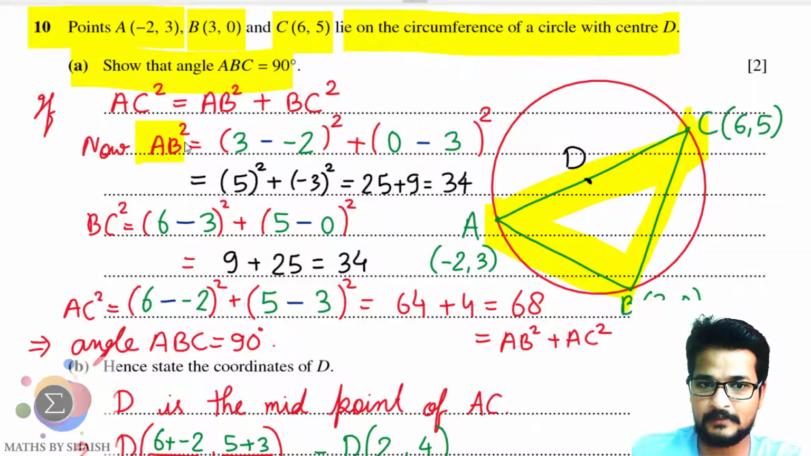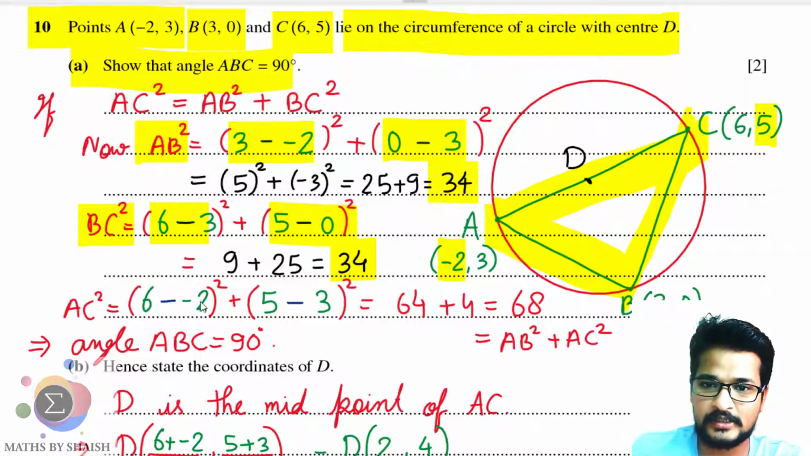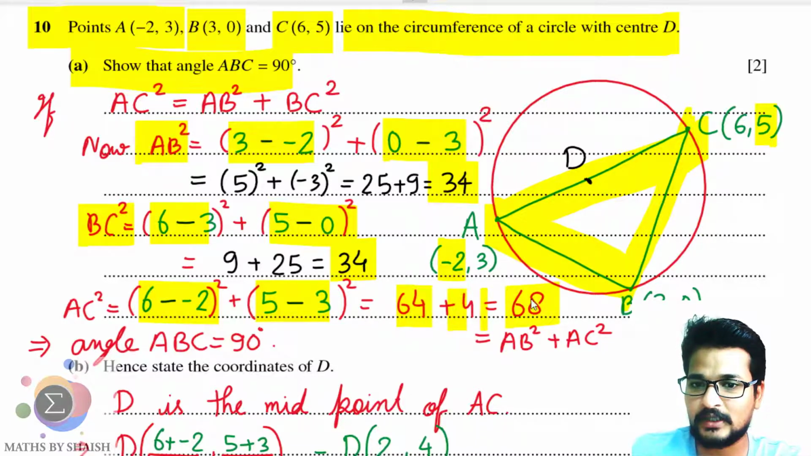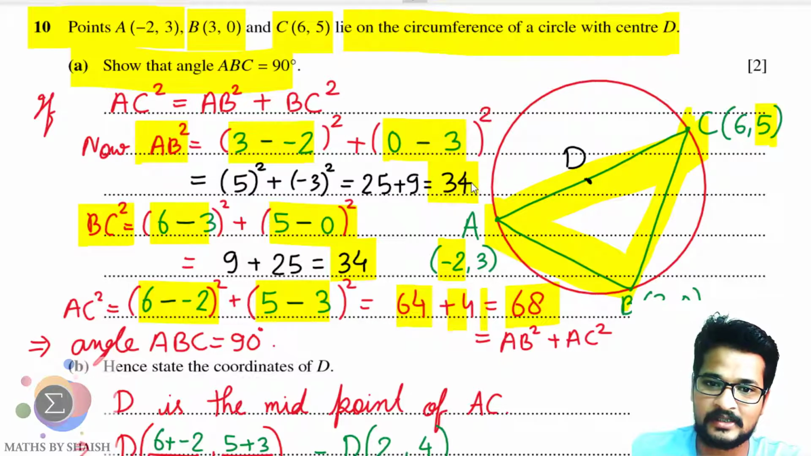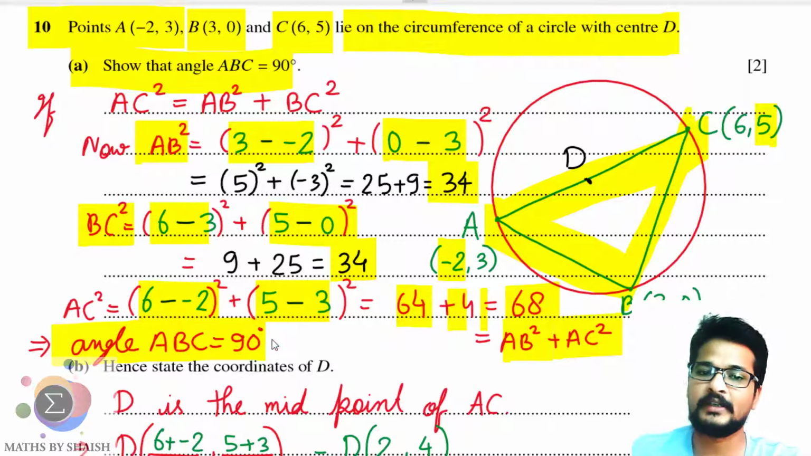So first of all, we will find AB squared. AB squared is (3 - (-2)) squared plus (0 - 3) squared. We got this as 34. Similarly, BC squared is (6 - 3) squared plus (5 - 0) squared. We got 34 again. And AC squared is (6 - (-2)) squared plus (5 - 3) squared. We got 64 + 4, that is 68. And this is 34 + 34, that is AB squared plus BC squared, and hence the angle ABC is 90 degrees.